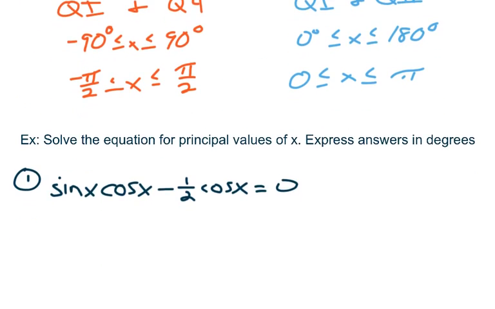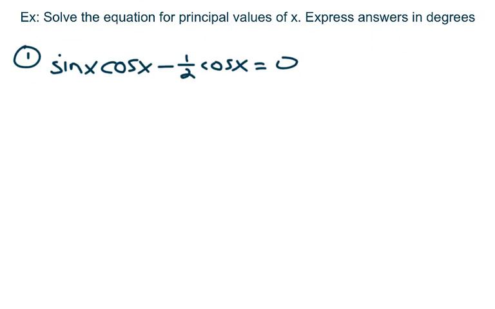So what we can do is use this idea to solve the equation for the principal values of x. Express your answers in degrees. So we're not going to be working in radians. I know you're going to love that. So we're going to stay in degrees. Now, how I would recommend doing most of these equations, if not all, if possible, is by factoring. Going back to algebra 2 a little bit, factoring.